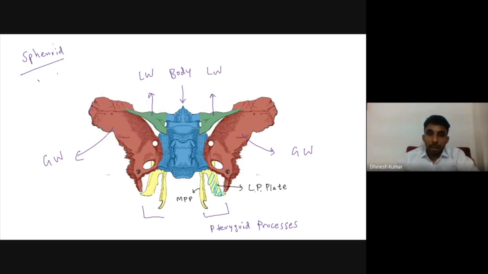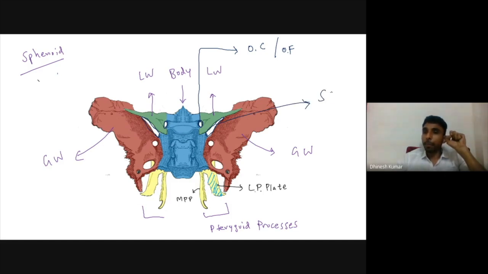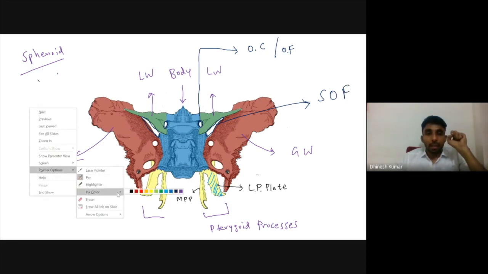And please remember, do you see one opening here at the junction of body of sphenoid and the lesser wing of sphenoid? What is the name of this opening? Both sides, at the junction of body and the lesser wings of sphenoid. Yes, it is the optic canal, otherwise called as optic foramen. Exactly. And do you see one opening located at the junction of lesser wing of sphenoid and the greater wing of sphenoid? What is this opening called as? Yes, it is the superior orbital fissure. Superior orbital fissure. Okay, fine.